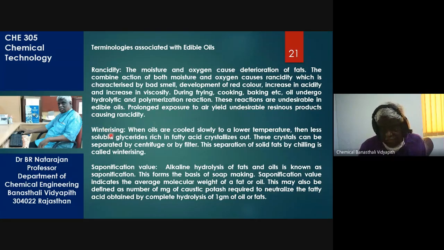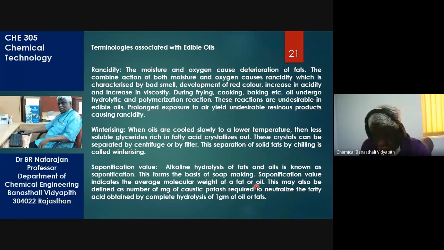Then winterizing. See, when oils are cooled slowly to a low temperature, then less soluble glycerides, rich in saturated fatty acid, crystallize out. These crystals can be separated by centrifuge or by filter, and that is known as winterizing. Then saponification. It is the alkaline hydrolysis of fats and oils, known as saponification. Hydrolysis of the fat forms the basis of soap making. And saponification values indicate the average molecular weight of a fat or oil.